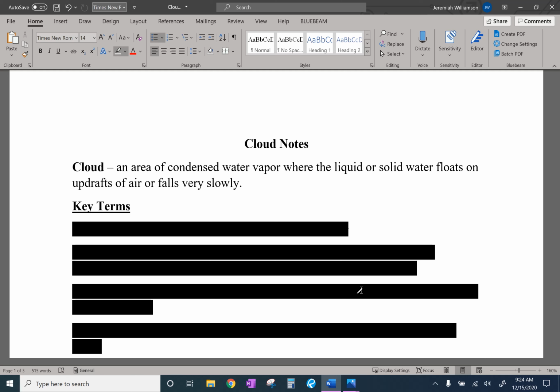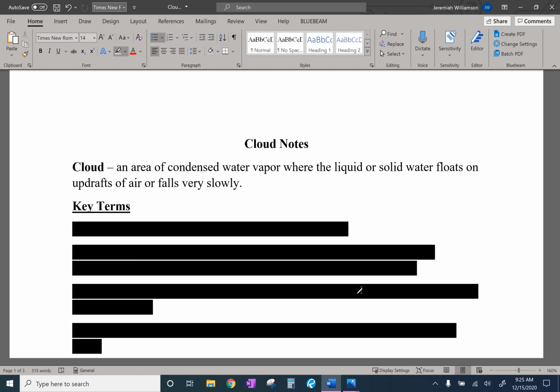And remember that when something condenses, that means it goes from being a gas to a liquid, or even from going from a liquid to a solid, or from a gas to a solid. But you'll notice that a cloud is formed of liquid or solid water, so it's either drops of water or ice crystals.